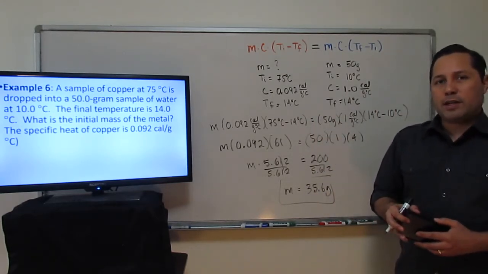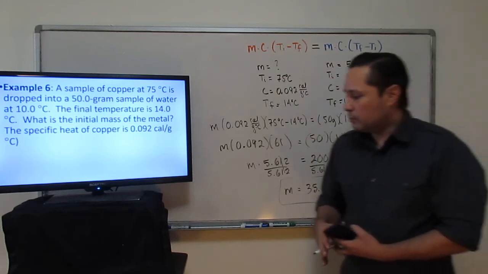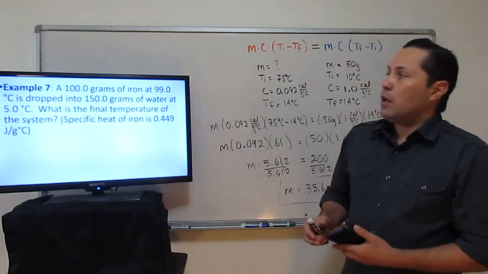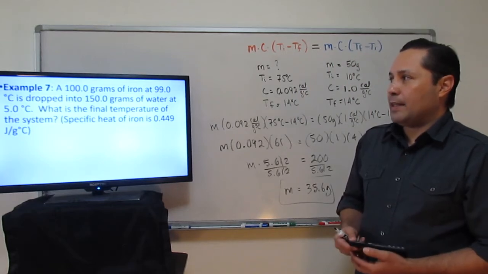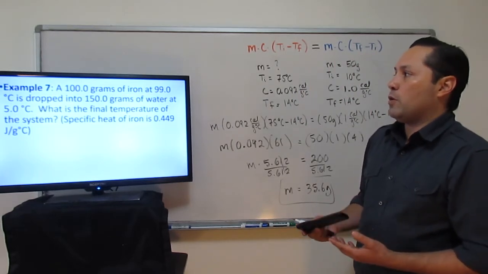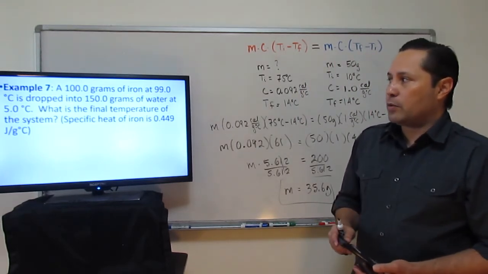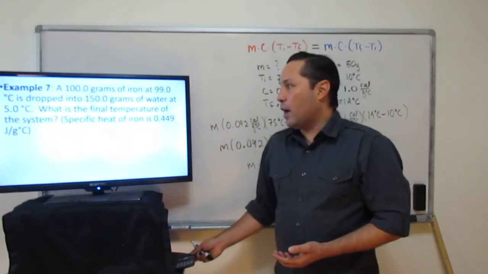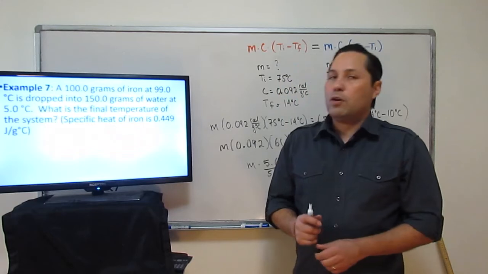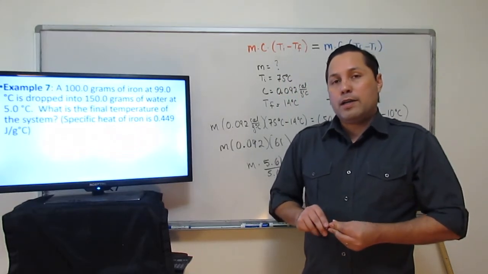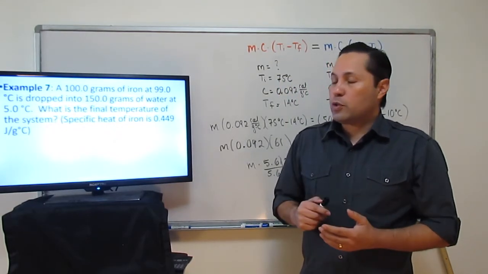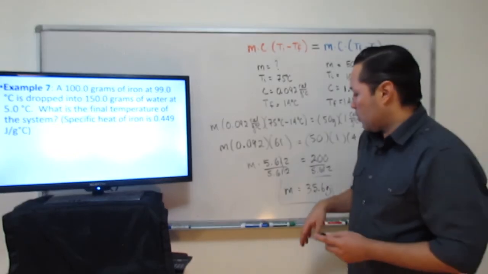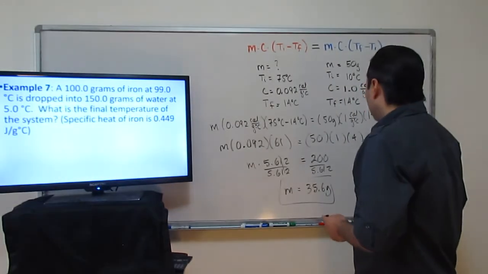Up next, let's take a look at example 7. In example 7, we're asked the following question. A 100 gram sample of iron at 99 degrees Celsius is dropped into 150 grams of water at 5 degrees Celsius. What is the final temperature of the system? And the specific heat of iron in joules is 0.449. Now this problem is a lot like the first one that we did. That was example 5, where we're solving for the final temperature of the system. So let's get to work on this.